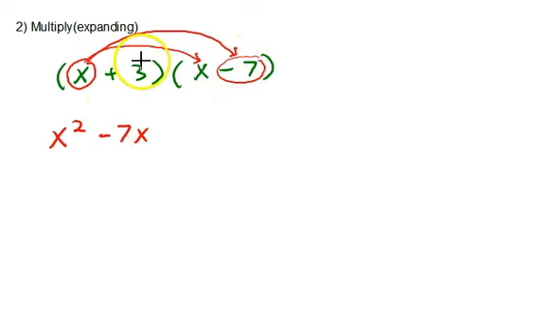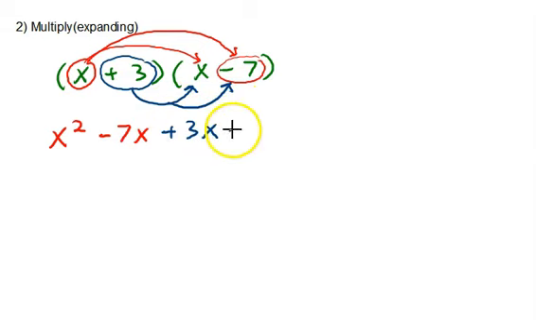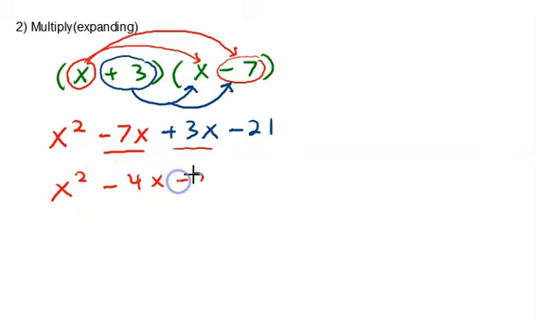Okay, now we look at plus 3. Multiply with x. So here we have plus 3x. And this one will be multiplying with negative 7. So here we are getting about negative 21. And if you notice, we can simplify this one and this one all together. So we have x squared minus 4x minus 21.